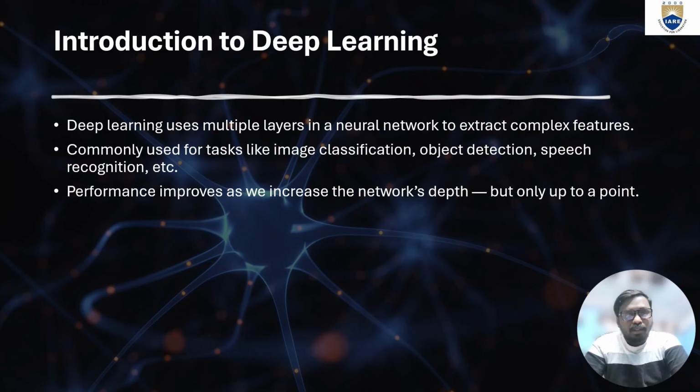So now let's go to the introduction to deep learning. Deep learning uses multiple layers in a neural network to extract complex features, commonly used for tasks like image classification, object detection, speech recognition, etc. Performance improves as we increase the network's depth, but only up to a point.